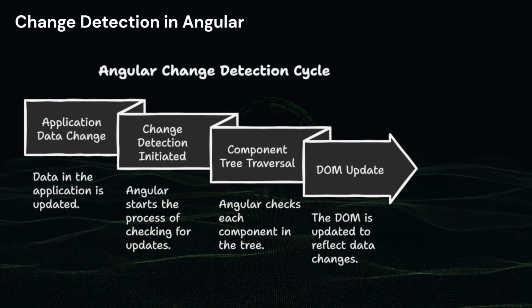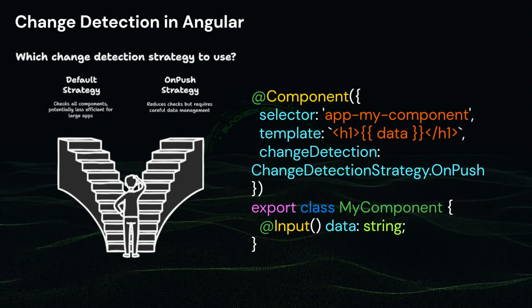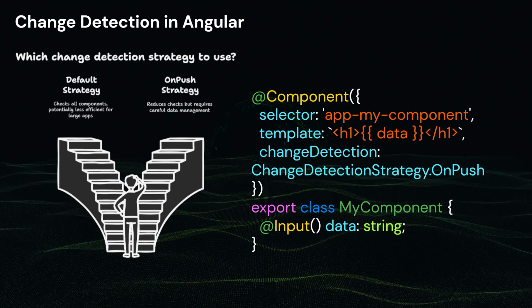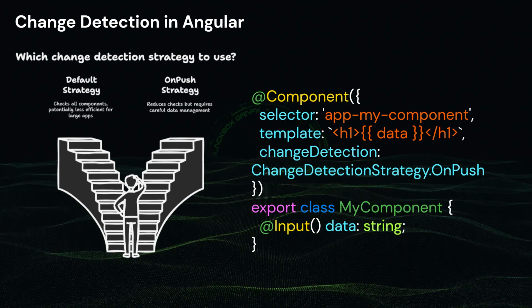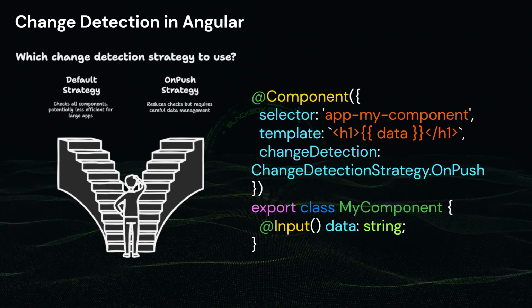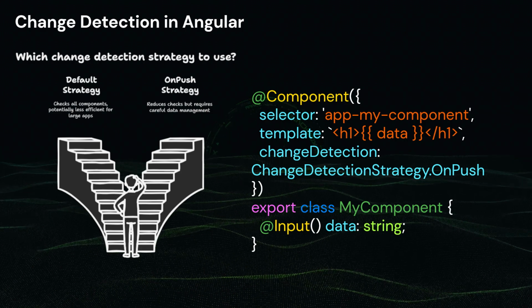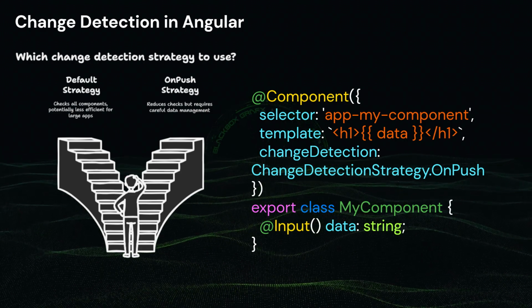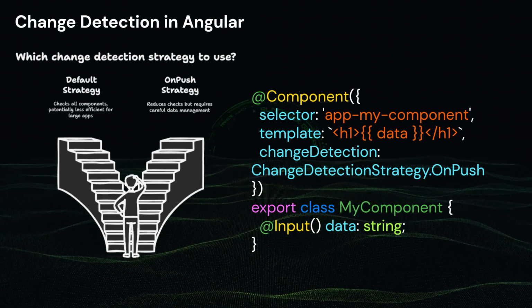If you can see in the below example, we have a component decorator, and inside that we have the selector, template, and we use change detection there. In the component's metadata, we can use ChangeDetectionStrategy.OnPush. OnPush is great for reducing unnecessary checks, but it requires you to carefully manage your data flow.